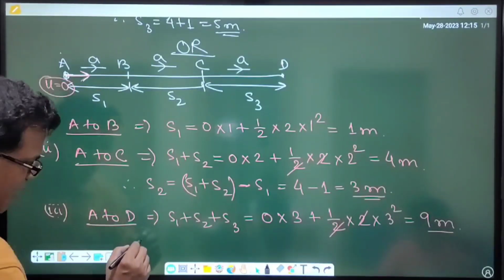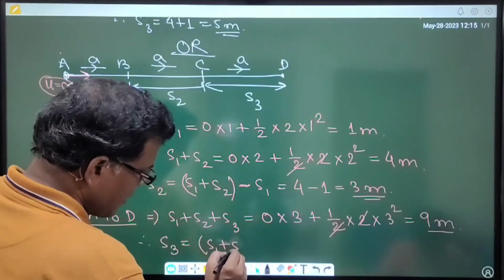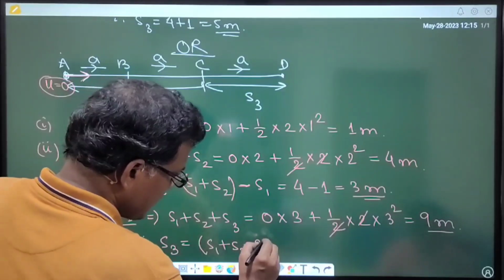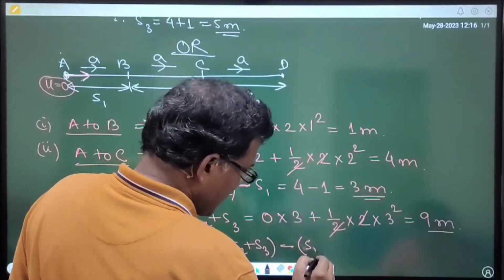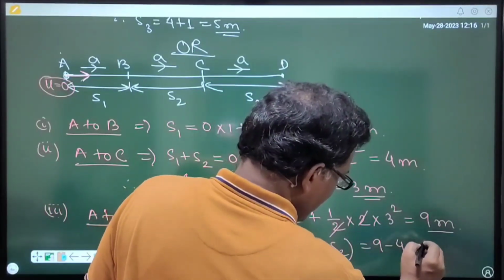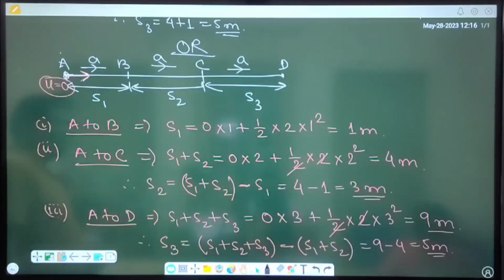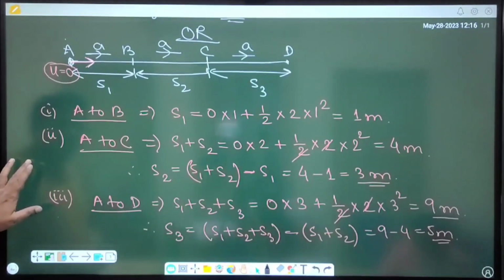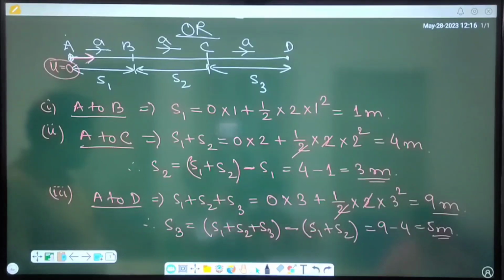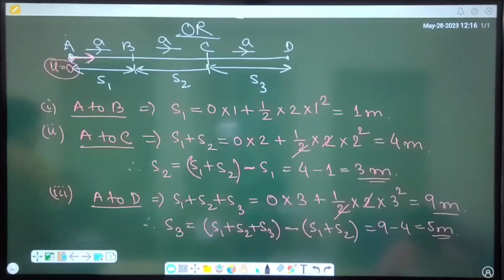So S3 alone can be found from this total calculation S1 plus S2 plus S3. From that, if you subtract S1 plus S2, that is 9 minus 4, 5 meter. Got it? So this is another idea to know the successive displacements without calculating the velocity at intermediate points. So there are two different methods, right?